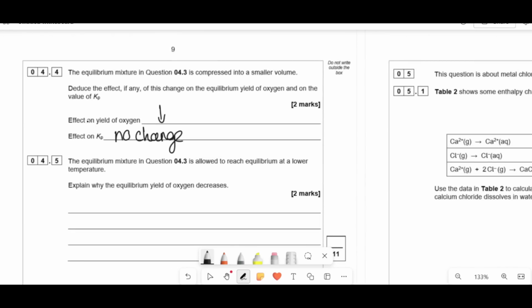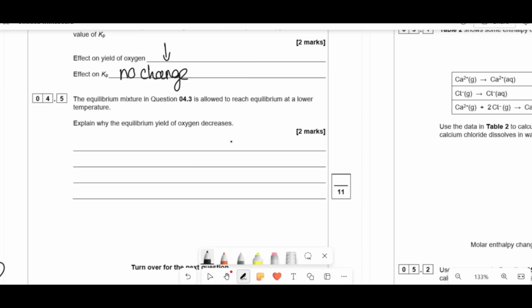So the only thing that affects it is temperature. Whether you change pressure, catalyst, concentrations, whatever, for Kc, Kp, Ka, Kw, nothing affects it except temperature. Which is why you'll find nearly every question on it will say, at this temperature, Kp, Ka, Kc, Kw is that. Because then students can't argue and say, oh, but what about if the temperature's changed? So the equilibrium mixture is allowed to reach equilibrium at a lower temperature.